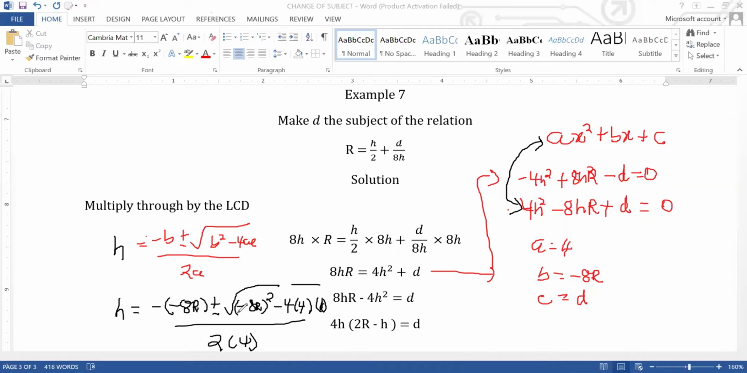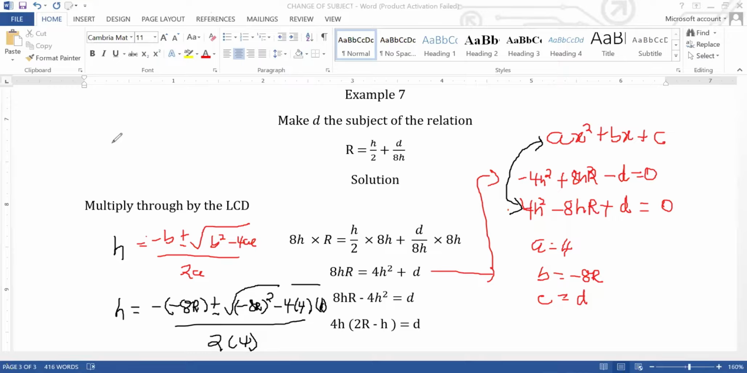Yes. But hardly will they give you a question like this for you to make H the subject. However, it's not something outside scope. It's within scope. You can be asked to find it. You get it? But you use a quadratic method to simplify it because there's no other way you can make H stand alone this way.